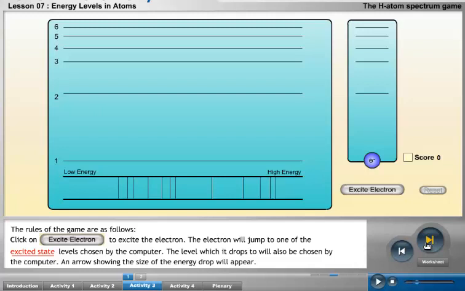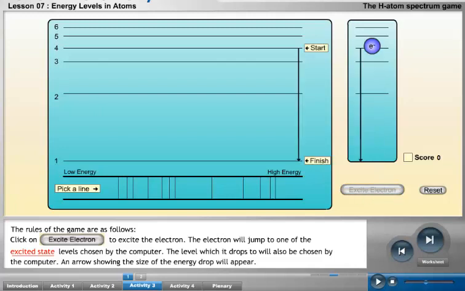Click on Excite Electron to excite the electron. The electron will jump to one of the excited state levels chosen by the computer. The level which it drops to will also be chosen by the computer. An arrow showing the size of the energy drop will appear.